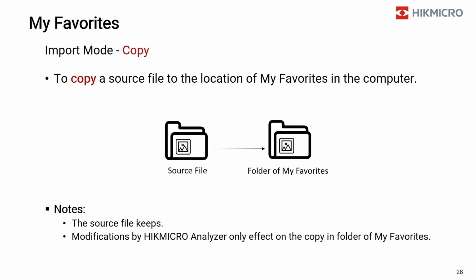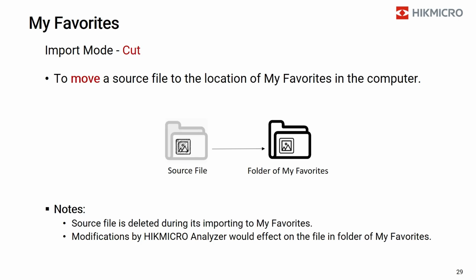The first import mode is copy, which means to copy a source file to the location of My Favorites in the computer. In this mode, the source file keeps, and modifications by HIKMICRO Analyzer only effect on the copy in the folder of My Favorites. Therefore, this import mode is relatively recommended. Both original and edited files keep in the computer.